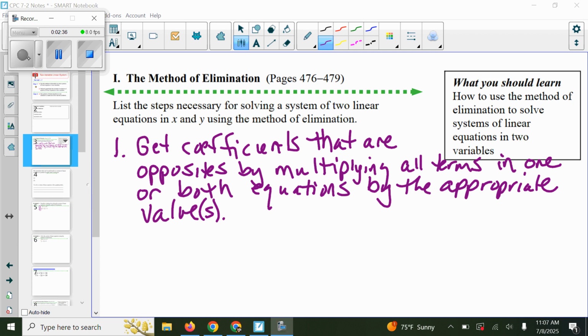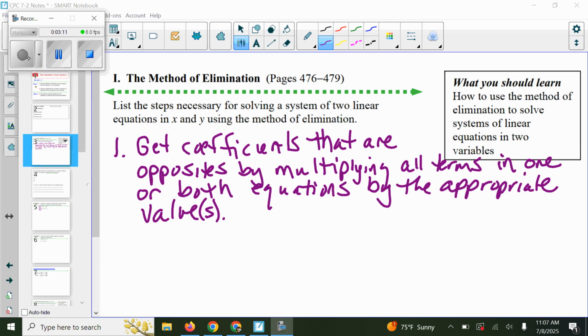Really, this could be multiplying one equation or maybe both equations by whatever appropriate value you need to make opposites. Sometimes, like I said, you don't have to multiply by anything. They're ready to go. But if they're not, you need to make opposites. So say you have a 3 and a 4, you might need to multiply one equation by 4 and the other one by -3, or -4 and +3, to make those opposites. So it could be no equations you have to multiply, or one, or maybe both, to make those opposites. All right, second thing then, we add those two equations together to eliminate the variable.